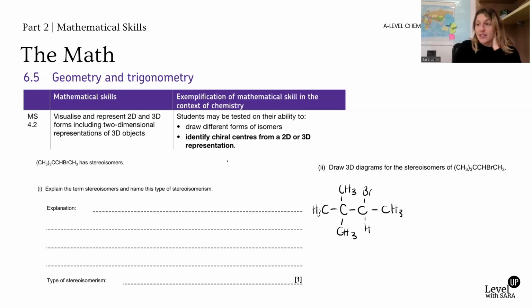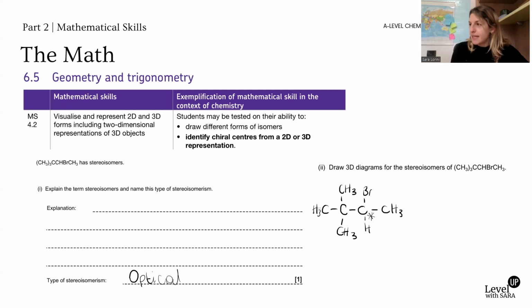Okay, so first I would start with drawing this out as a displayed formula. It is helpful when you want to convert the structural formula into something a bit easier to see, and that is this. Yes, so the type of stereoisomer you need to call it is optical isomer. Why? Because there is a chiral center in this carbon. The explanation would be about the chiral center, and we have to explain it as there are 4 different groups around the carbon.